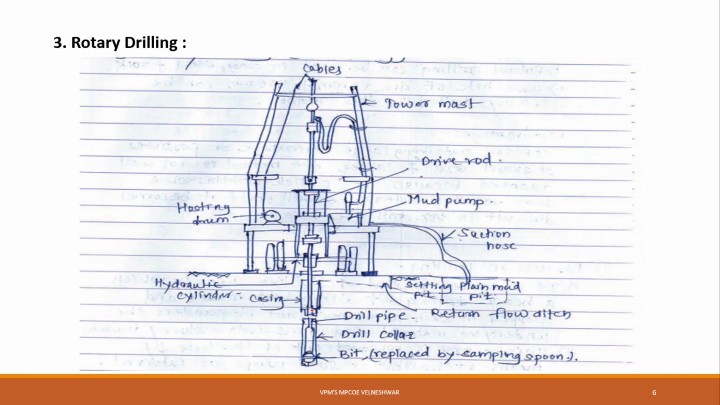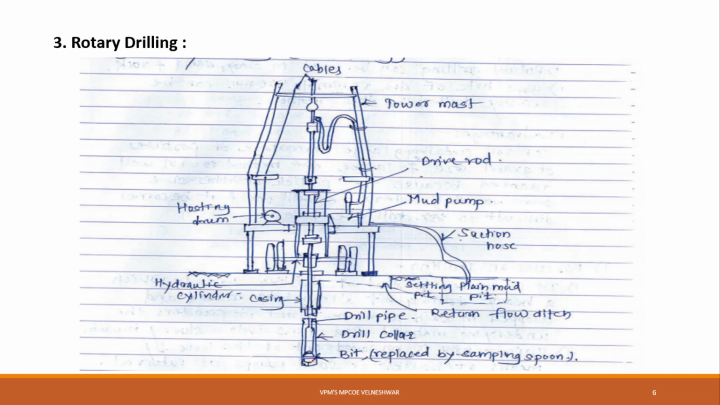Now the drilling rod is rotated. The cutting bit shears off chips of the material penetrated. A drilling fluid is introduced under pressure with the help of the mud pump through the drilling rod to the bottom of the hole. That mud comes through the drill rod and reaches the bottom of the drill rod.